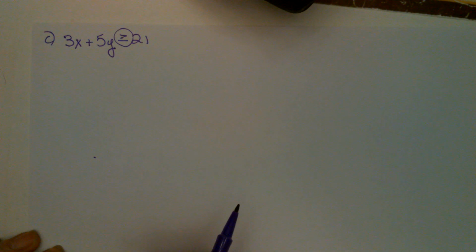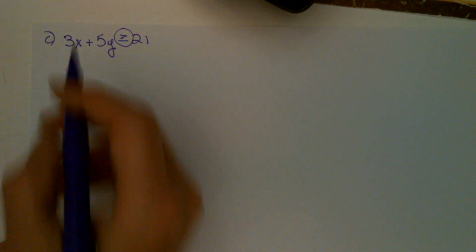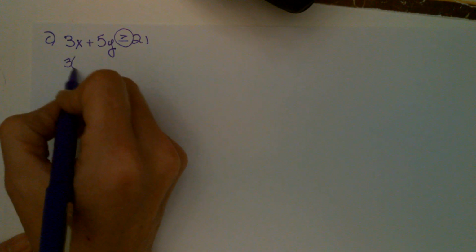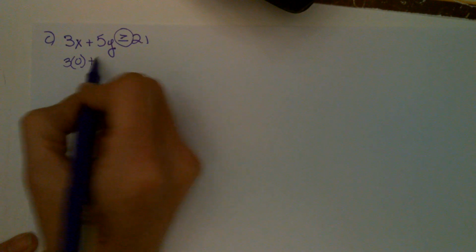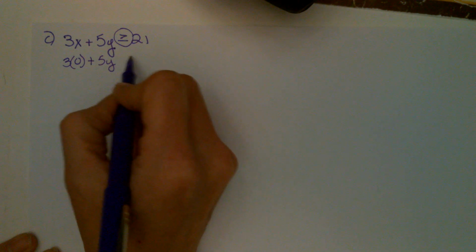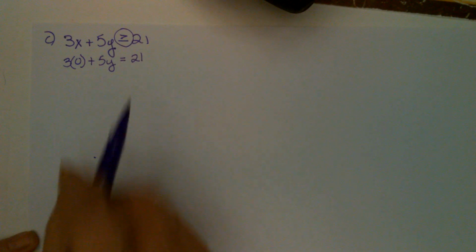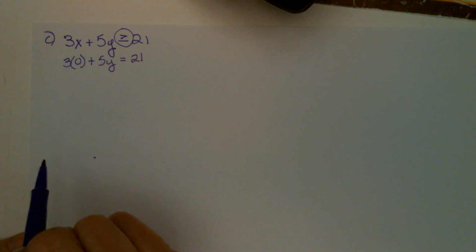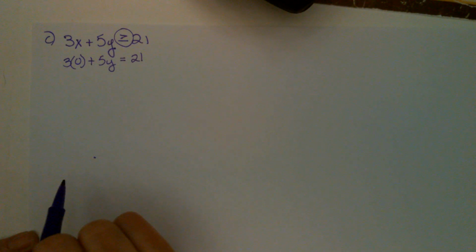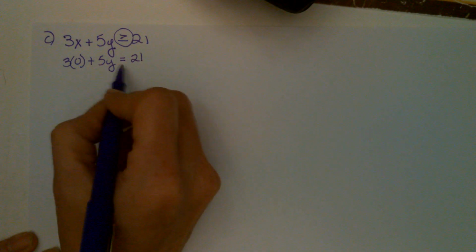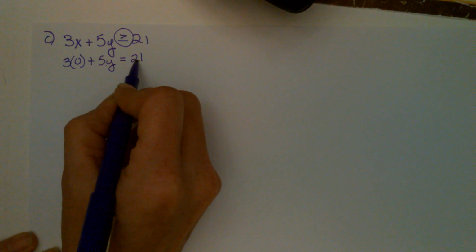The first thing I wanted to do is get my two intercepts if I treat this as an equation. For my first intercept, I'm going to make x equal to 0. So I'd have 3 times 0 plus 5y, and I'm just going to set it equal to 21, because I'm actually going to just graph the equations and then deal with the fact that it's an inequality. When I make x equal to 0 and solve for y, I get that 5y is equal to 21.